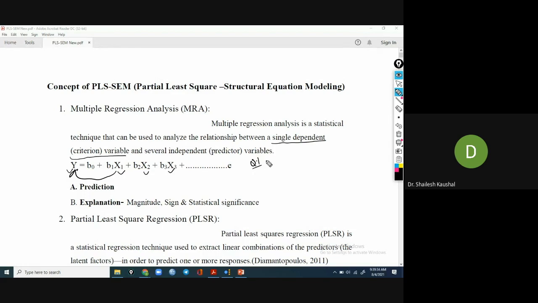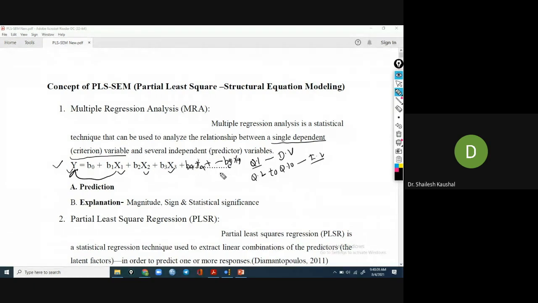The question number 1 is related to the dependent variable, that is y, and question number 2 to question number 10, which means 9 questions, are related to the independent variables, like b3x3, b4x4, and b9x9. Okay, so the total number of questions is 10: one dependent variable and 9 independent variables.